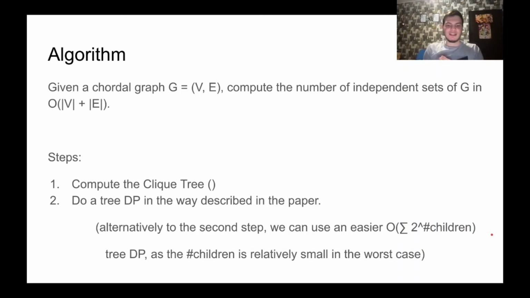This is actually pretty easy to do, mostly because it turns out that the number of children in the worst case is pretty small. You can see that using a similar argument as the one we used to prove that the children will be relatively small. So we will have around log n children in the worst case. And this means that 2 to the power of children will be 2 to the power of log n. So this will actually be n.